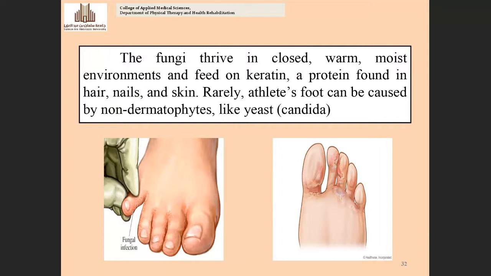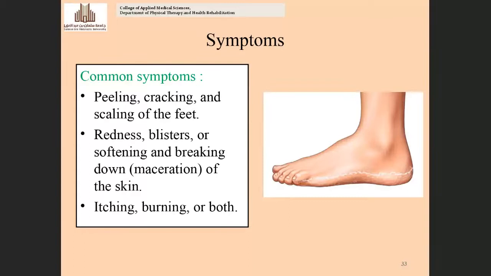The fungi thrive in closed, warm, moist environments and feed on keratin, a protein found in the hair, nails, and skin. You can see it between the toes. This is one type of fungal infection. Rarely, athlete's foot can be caused by non-dermatophytes, like yeast. Just try to understand some important information related to athlete's foot. We have no role in this problem; it is purely a dermatological problem. But as sports physical therapists, we should understand this problem also.